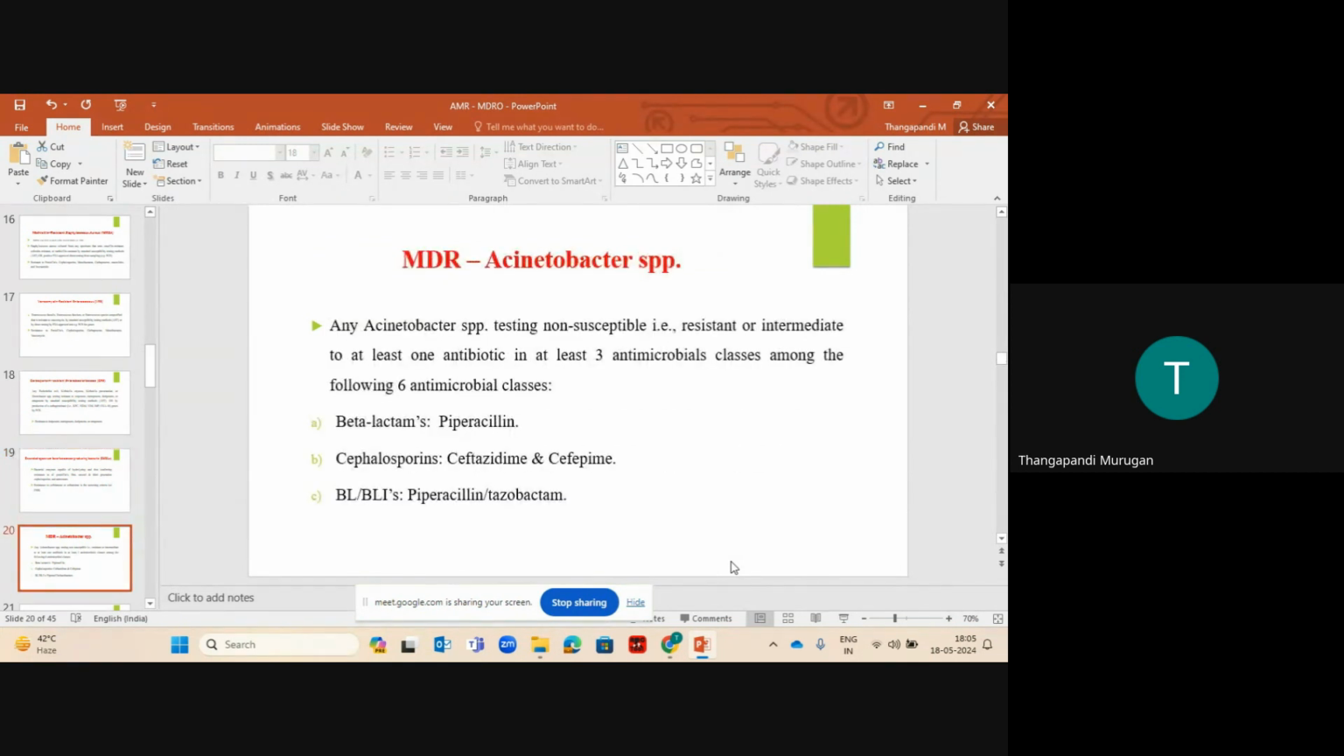And MDRO. As we are speaking about, it needs to be resistant to 3 antibiotics or more. So here we can go in a proper way: resistant to 3 or more antibiotics, or intermediate can also be taken into account, though not in every case. Here you can see some of the antimicrobial classes. There are 6 classes where we can confidently say that if it is resistant or intermediate for 3 classes, it is taken as a multi-drug resistant organism, because Acinetobacter baumannii or Acinetobacter species is frequently reported in the ICU area.